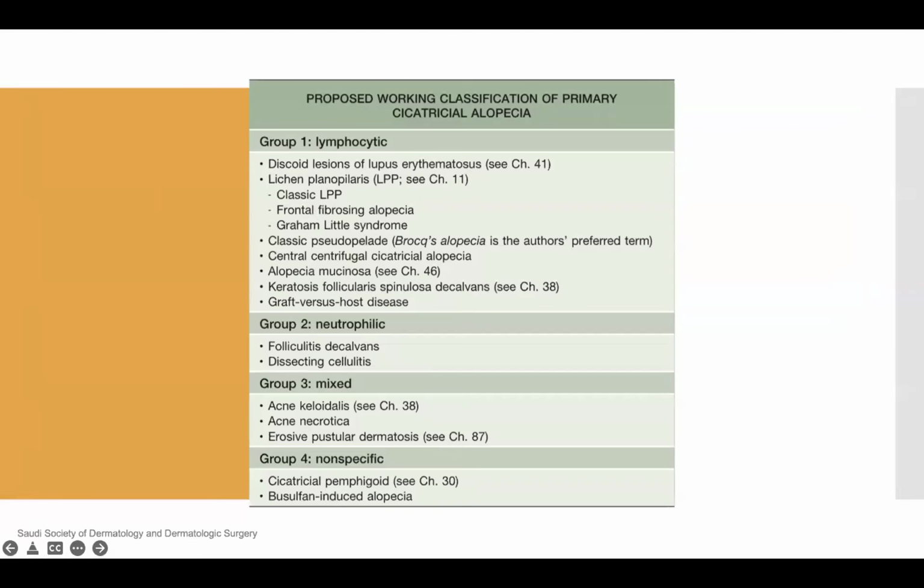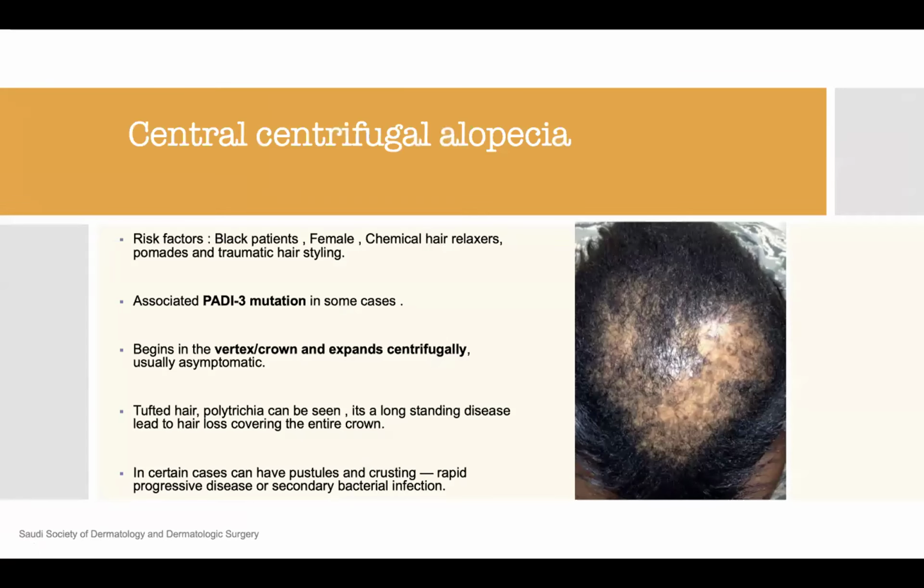Okay, so these are the classifications of primary cicatricial alopecia, as I mentioned: lymphocytic, neutrophilic, and mixed. Let's start with the lymphocytic. So lymphocytic, central centrifugal alopecia. Most commonly it can be found in Black female patients who use chemical hair relaxers and pomades, and it is usually due to hair styling. It can be associated with PADI3 mutation. It begins in the vertex or the crown and expands centrifugally.